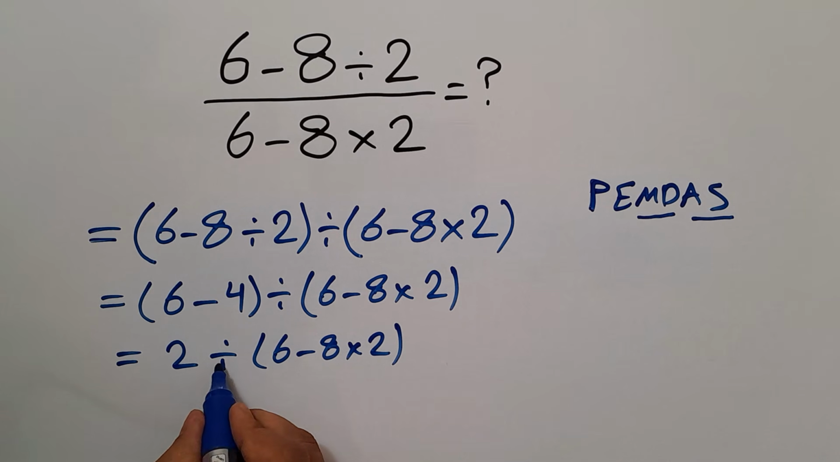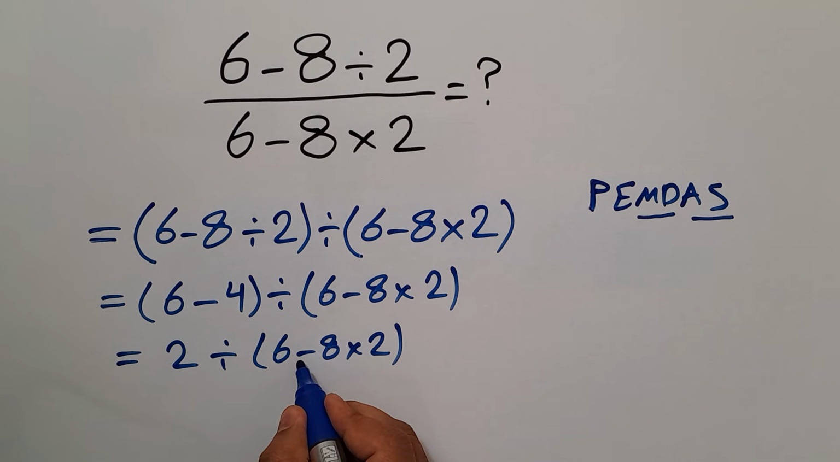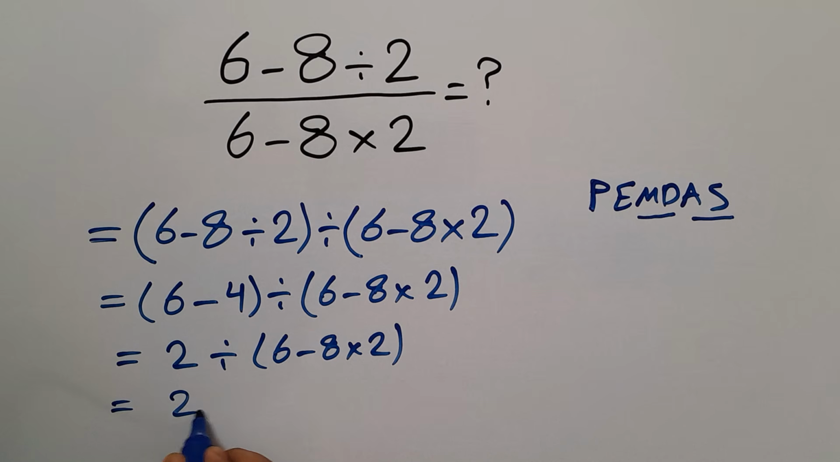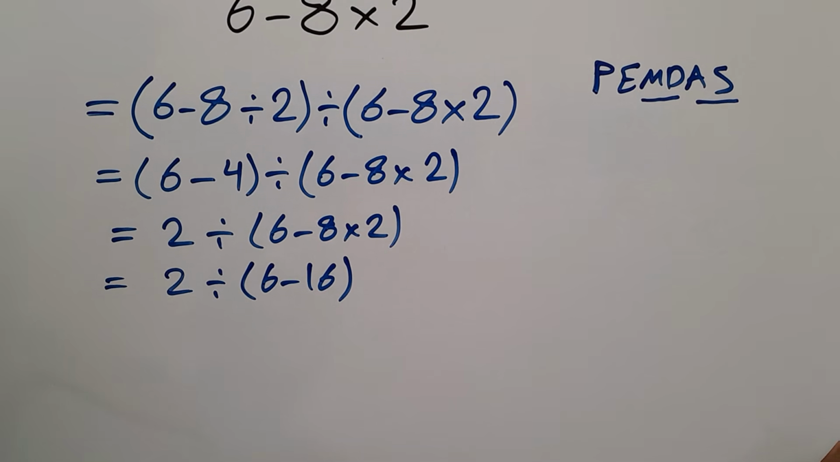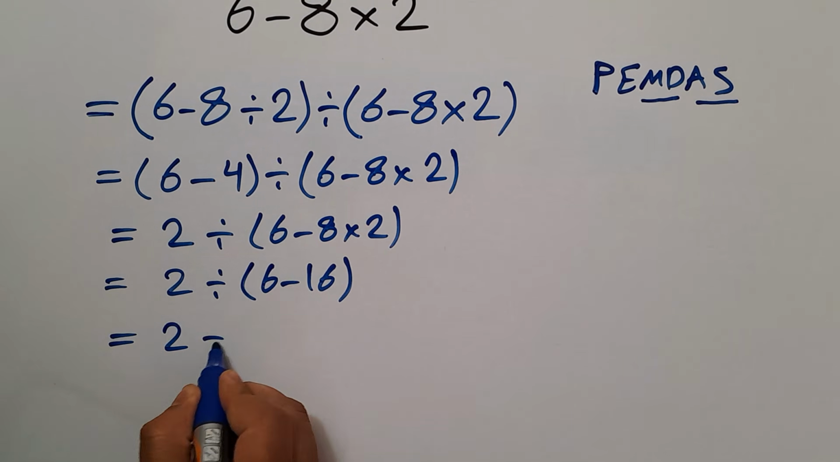And now we have this division and this parentheses. First we do this parentheses, and inside this parentheses we have this subtraction and this multiplication. According to the PEMDAS, multiplication has higher priority than subtraction. So first we do this multiplication. 8 times 2 gives us 16. So 2 divided by parentheses 6 minus 16. And 6 minus 16 equals negative 12.